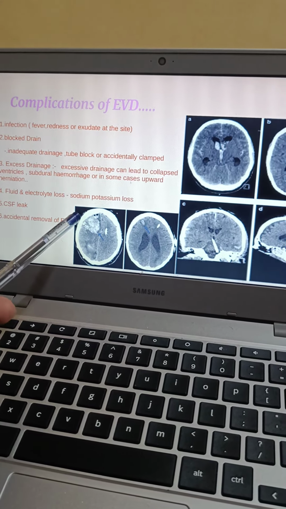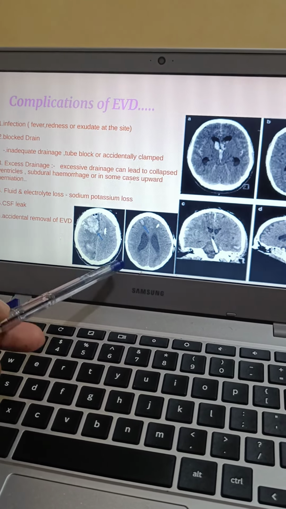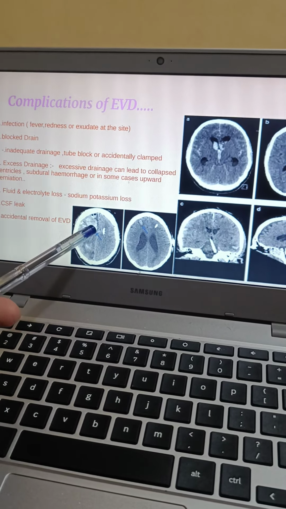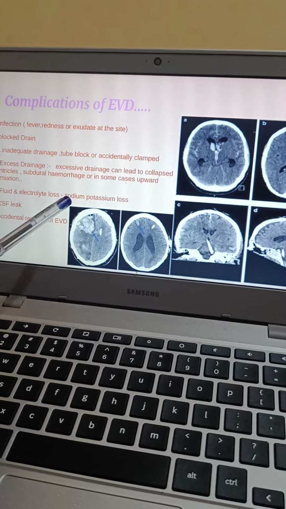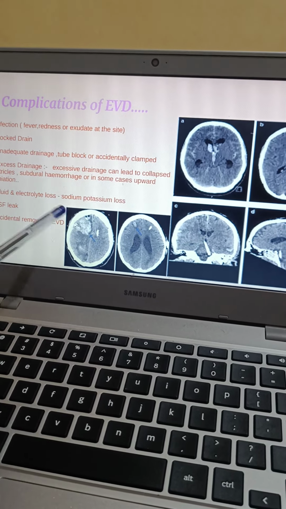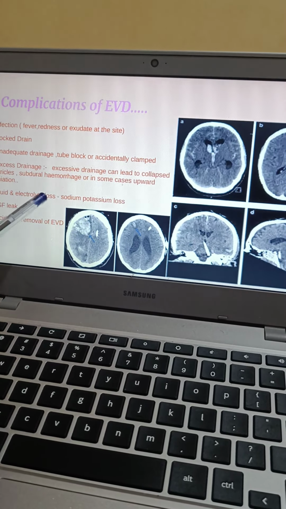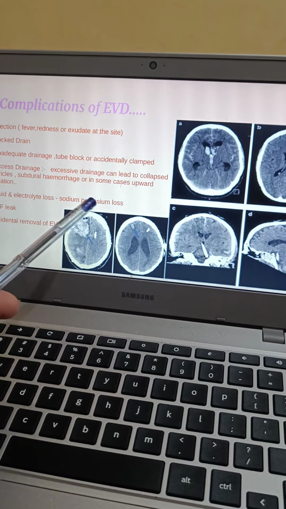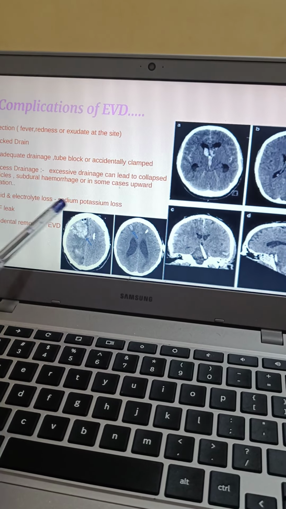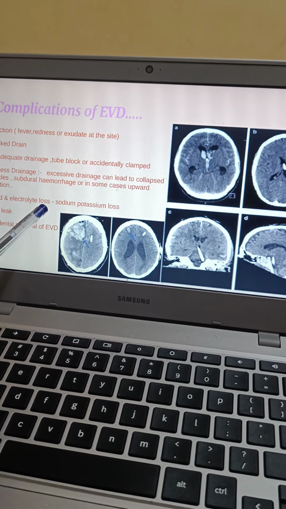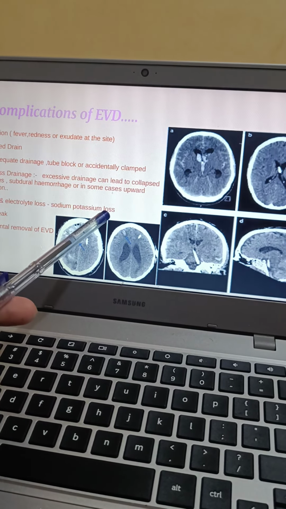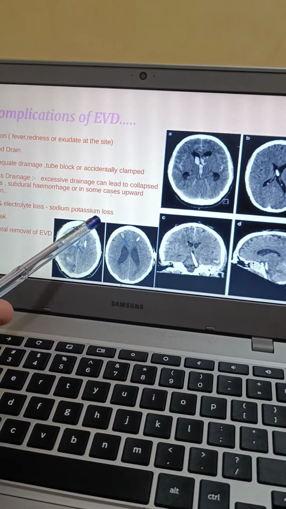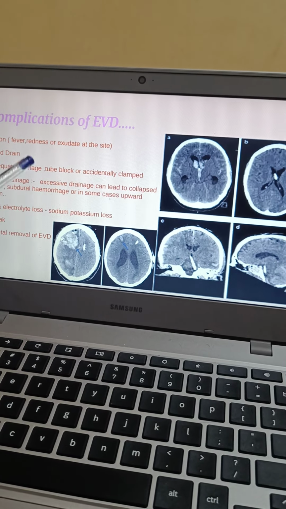Even if you are doing LP, lumbar puncture, usually on that time our doctors will ask to check the RBS. They want to correlate, because we are draining the excess CSF, and there will be chances of getting sodium and potassium loss.